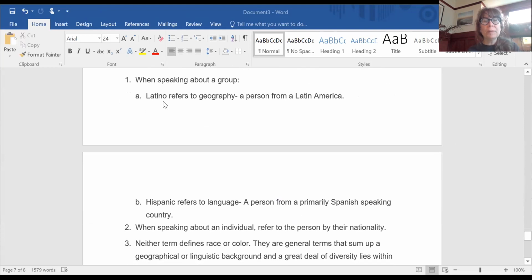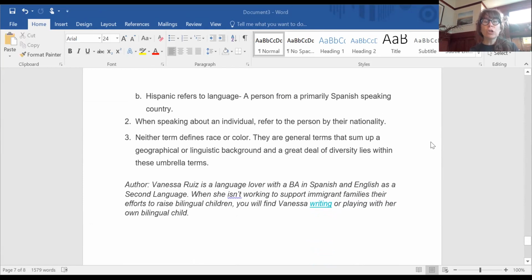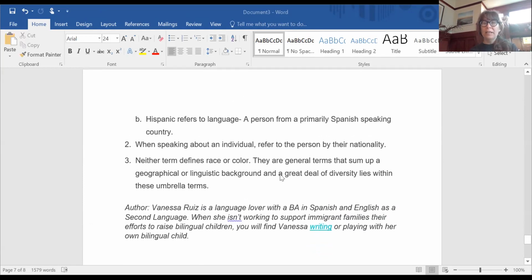When speaking about a group, Latino refers to geography, a person from Latin America. Hispanic refers to language, a person from primarily Spanish-speaking countries. When speaking about an individual, refer to the person by their nationality, the country of origin. Neither term defines race or color. They are general terms that sum up a geographical or linguistic background, and a great deal of diversity lies within these umbrella terms. And then there's information about Vanessa.